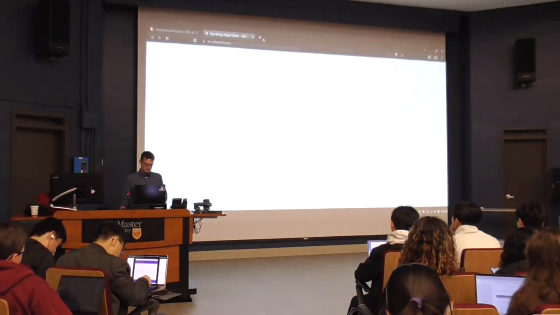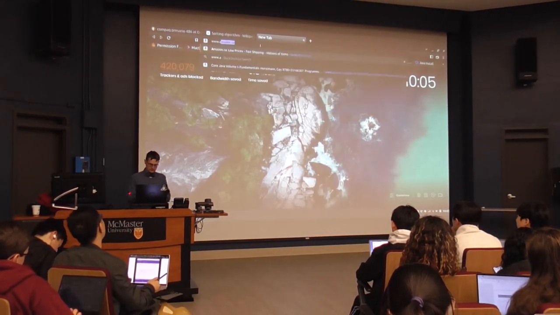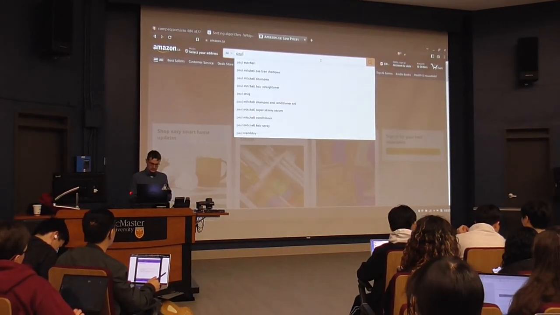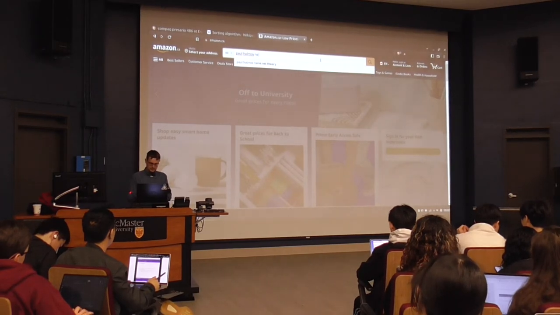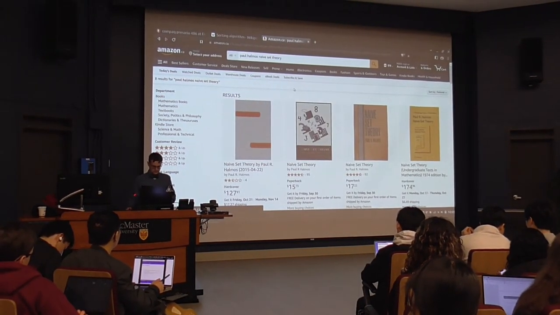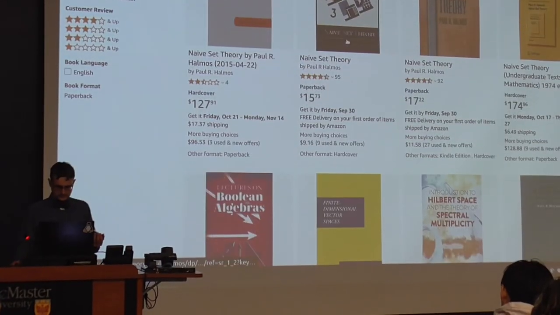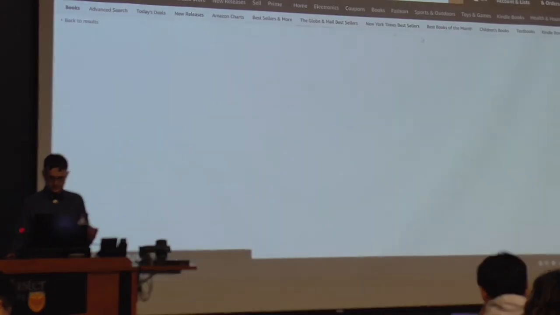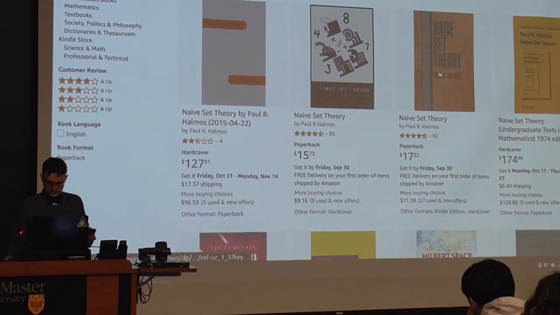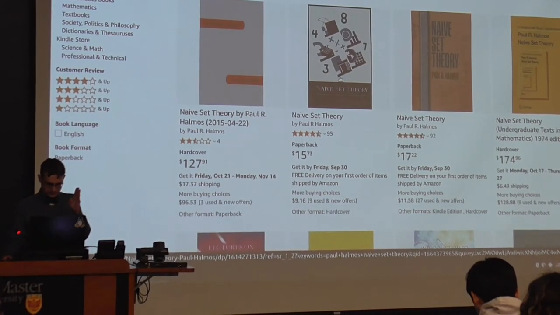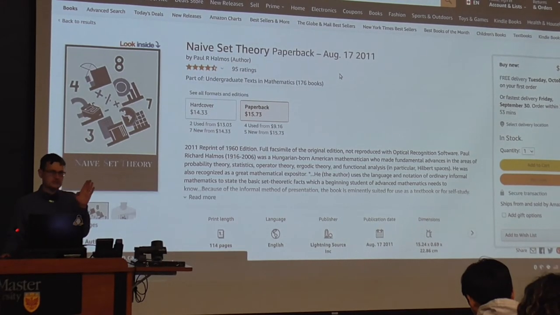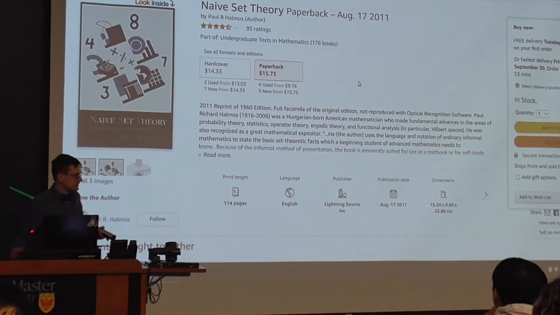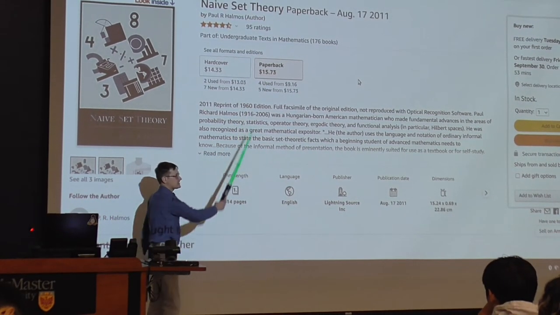Here, I'll show it to you on Amazon. Paul Halmos, Naive Set Theory. You don't have to get an expensive one. Yeah, this will do. I saw a paperback version, it's not too bad. Obviously, you can get online versions of it as well. It's a very old book, but what you want is a reprint of the original 1960 edition, please.